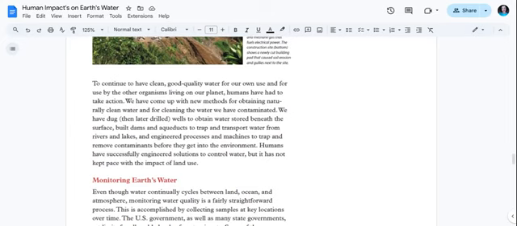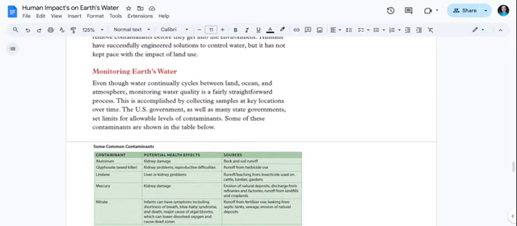To continue to have clean, good quality water for our own use and for use by the other organisms living on our planet, humans have had to take action. We have come up with new methods for obtaining naturally clean water and for cleaning the water we have contaminated. We have dug, then later drilled, wells to obtain water stored beneath the surface, built dams and aqueducts to trap and transport water from rivers and lakes, and engineered processes and machines to trap and remove contaminants before they get into the environment. Humans have successfully engineered solutions to control water, but it has not kept pace with the impact of land use.